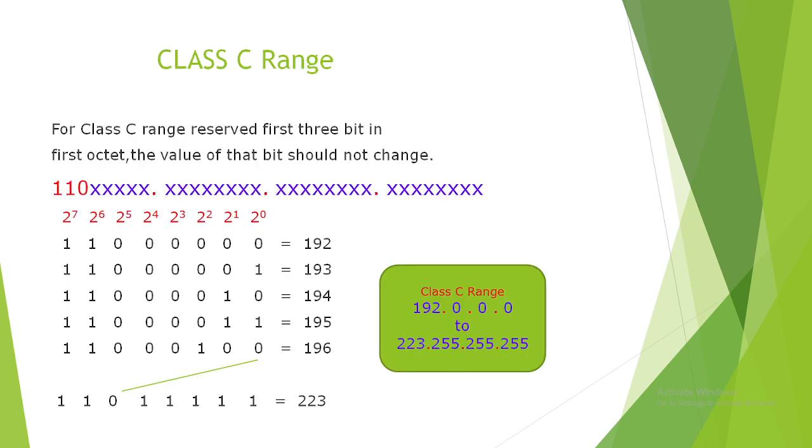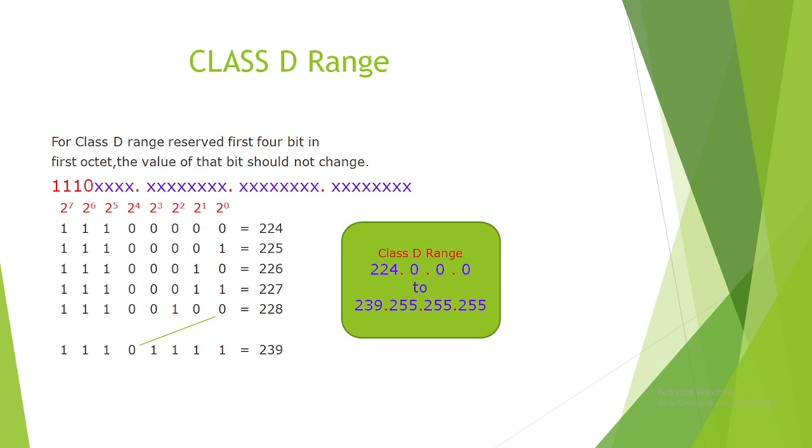This is the class C. Class C reserved first three bits of the first octet, 110, and the value should not be changed. Here 192 to 223 is the range we are using for this one.